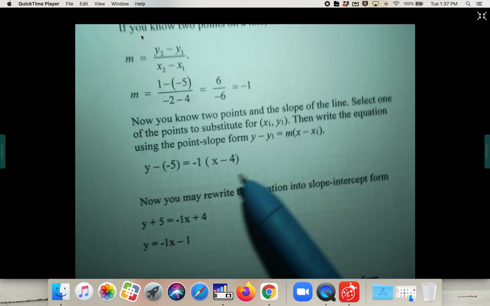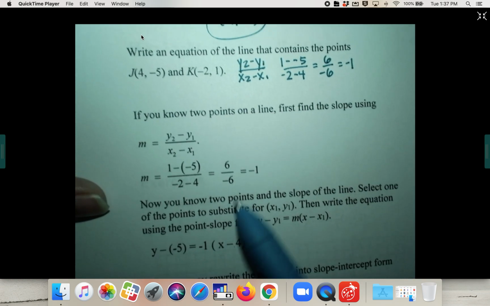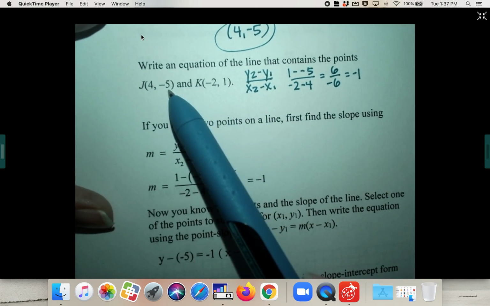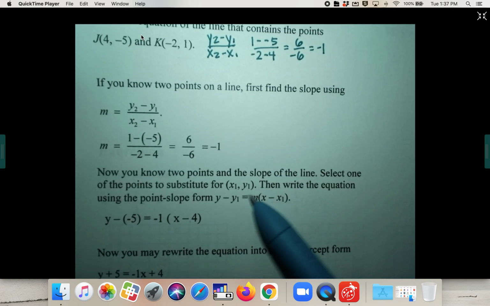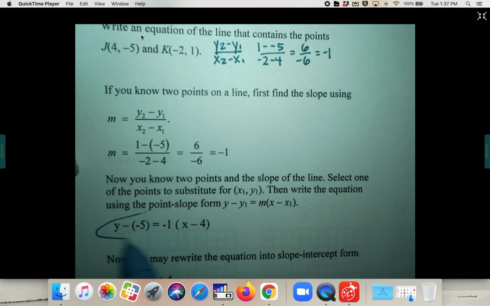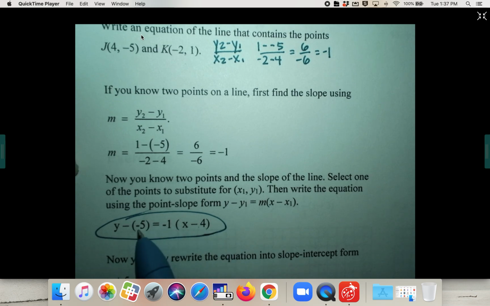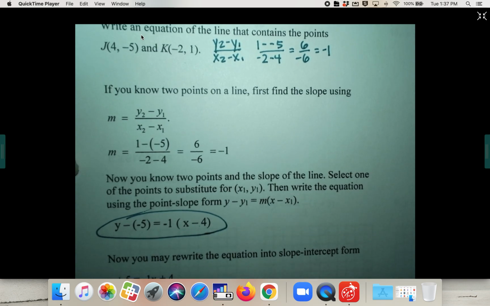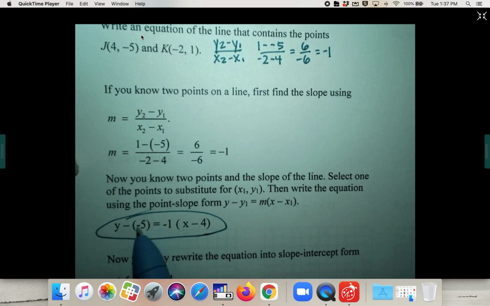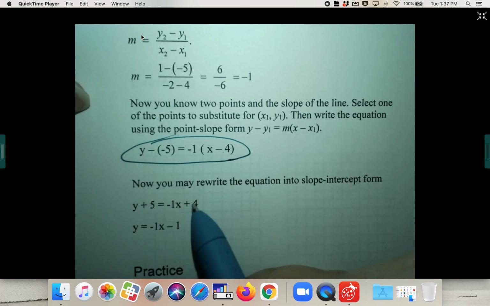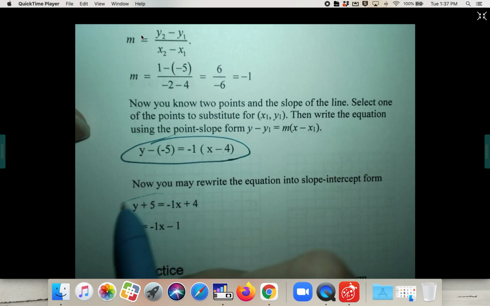Okay, and then you can choose either point. So you can either choose the 4, -5 or the -2, 1 to substitute in. It looks like they chose the 4, -5. Actually, I prefer it to be minus negative, make it a positive. Oh, look, yep, they did that down here.